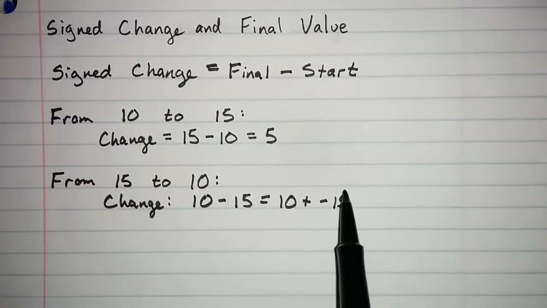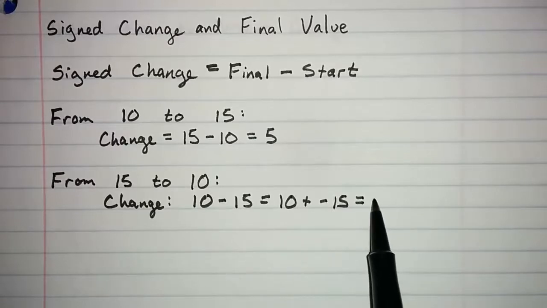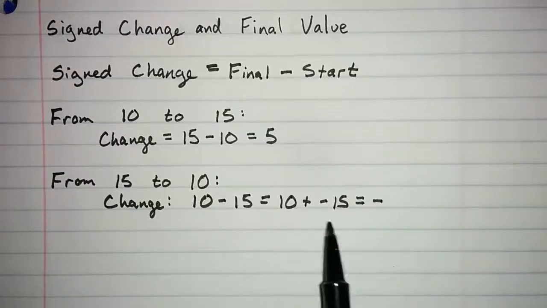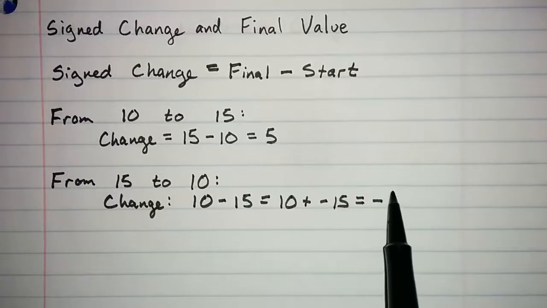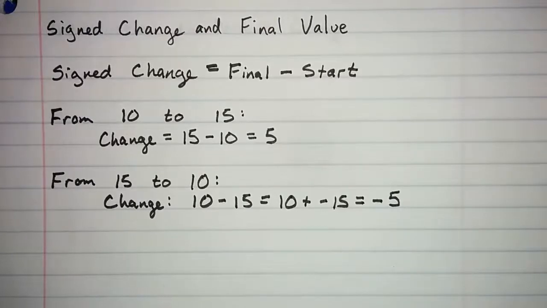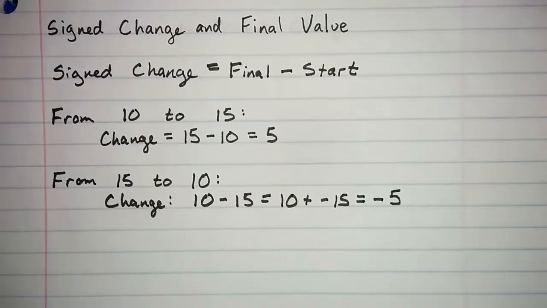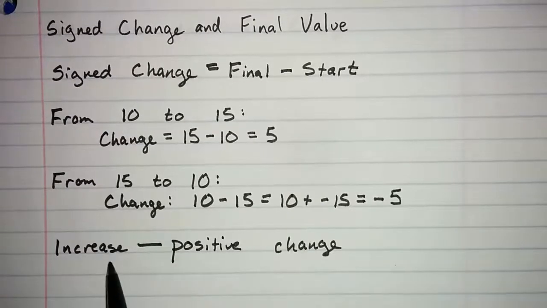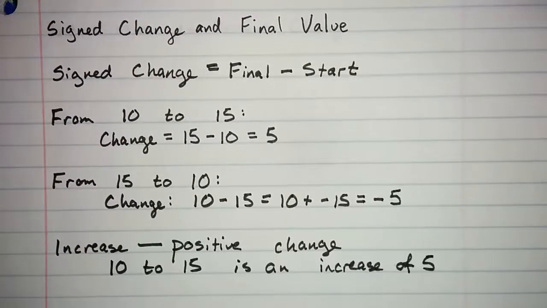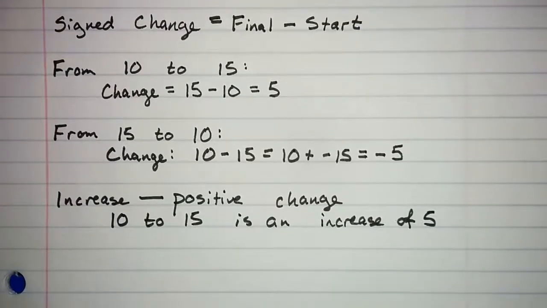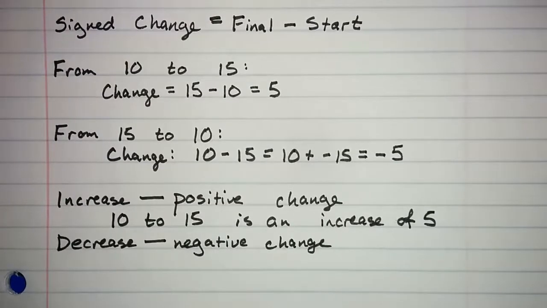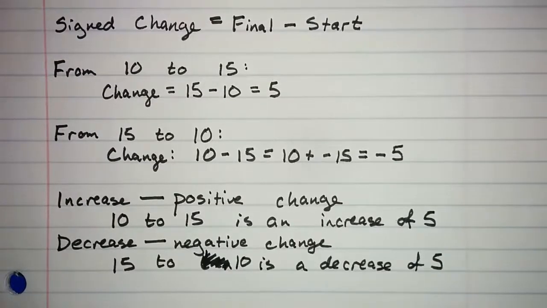Positive plus a negative, the negative is further from 0. The answer is going to be negative. We want subtraction, 15 minus 10. So this is going to be negative 5. And we used the word increase to refer to a positive change. So in this first example, 10 to 15 is an increase of 5. We used the word decrease to refer to a negative change. In the second example, 15 to 10 was a decrease of 5.